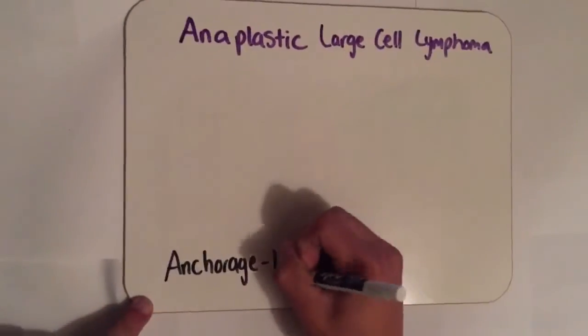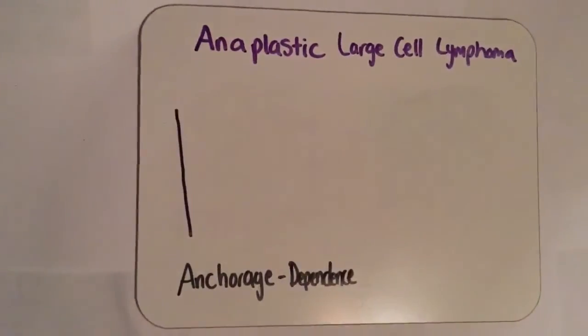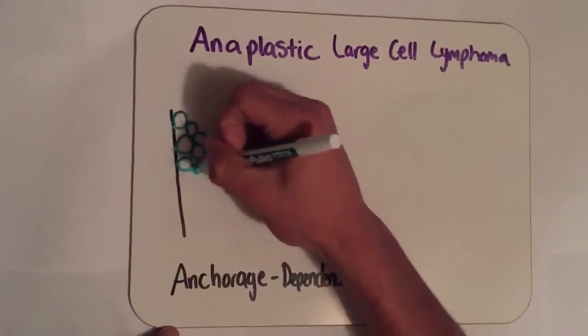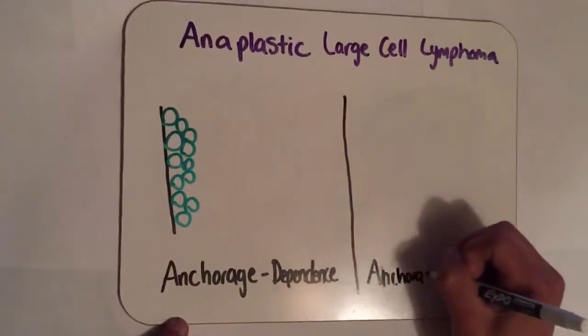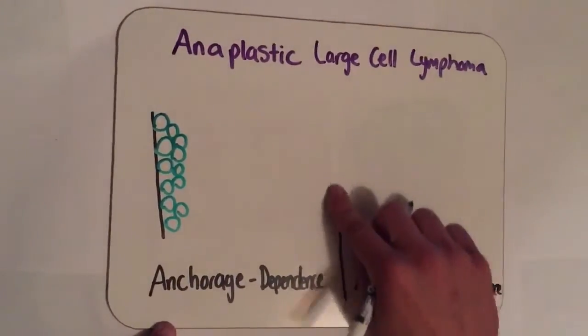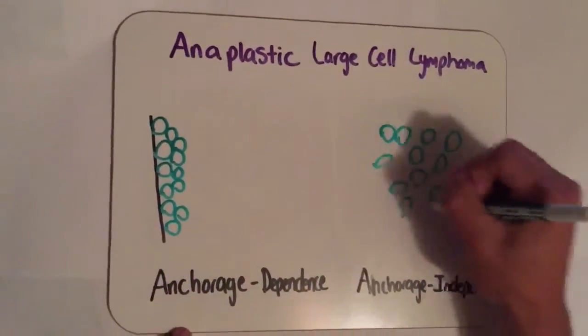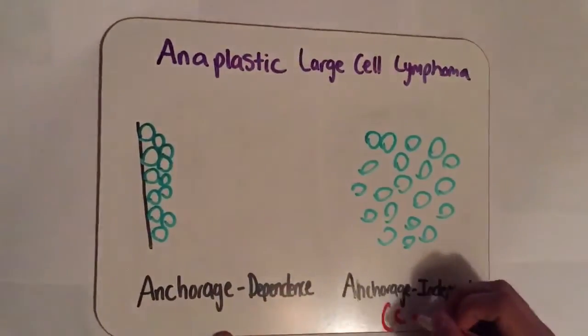Similarly, anaplastic large cell lymphoma loses anchorage dependence, therefore doesn't have cohesion to other cells and grows quicker. In order for a cell to go through mitosis and divide, it must be anchored to something for support, hence the name. Therefore, cancer cells aren't anchorage dependent and divide uncontrollably.